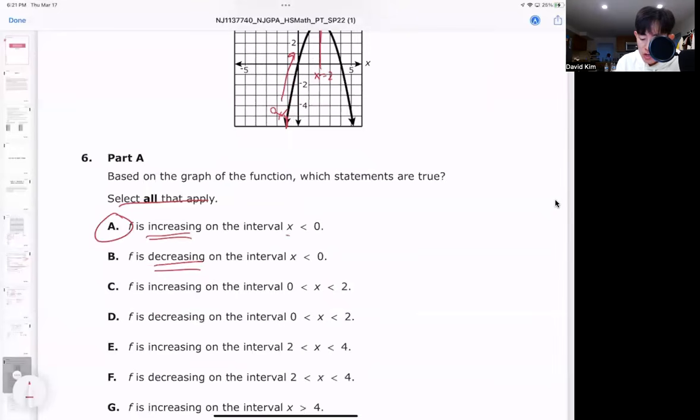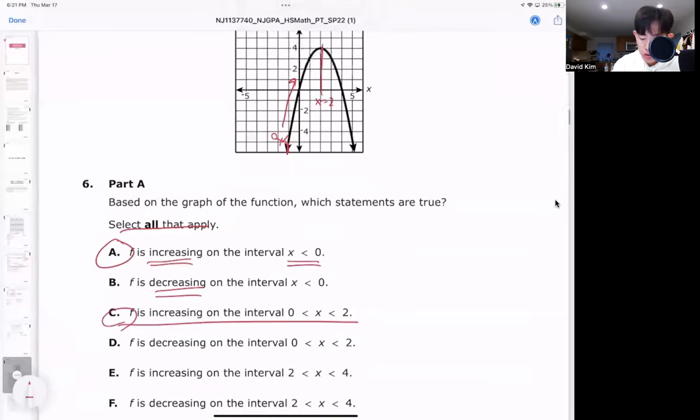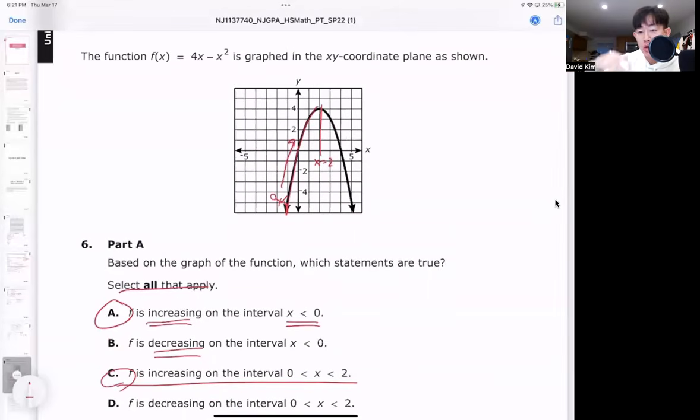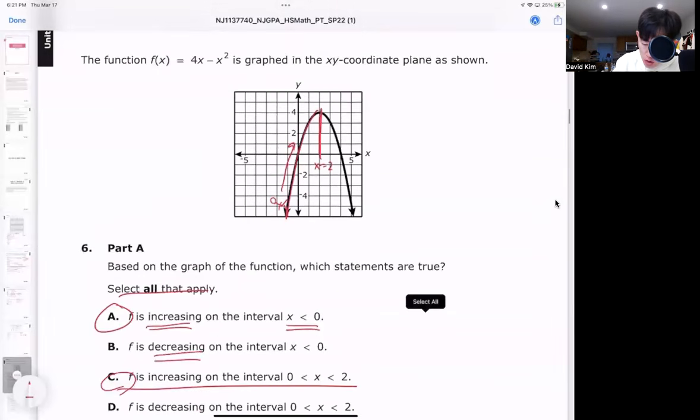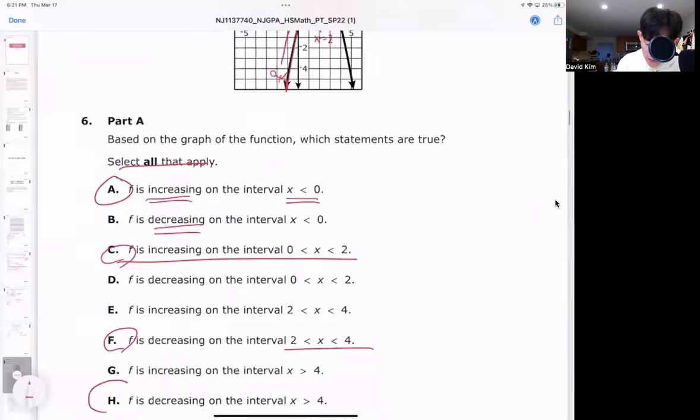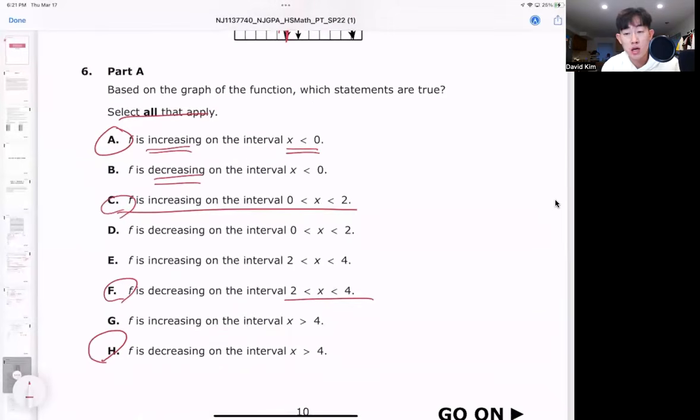Which means f is increasing when x is less than 0. F is still increasing between 0 and 2. It's going to increase all the way up until it reaches 2. But when it goes over 2, between 2 and 4, it's going to decrease. So between x is 2 and x is 4, notice how the person is now decreasing and going downhill like this. And f is still decreasing when x is beyond 4.